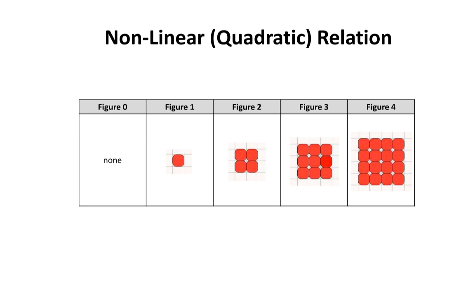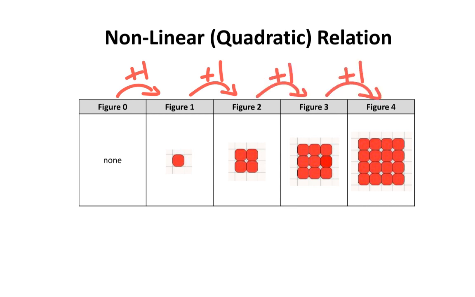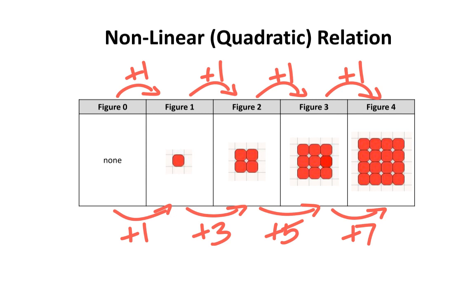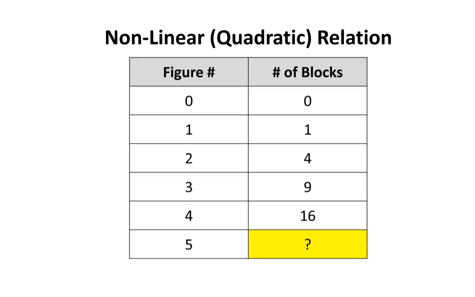Now, a quadratic relation is really just a type of nonlinear relation, which is just a type of pattern. You'll notice that as the figure number increases by 1, the number of blocks increases by a different number each time, which is different than what we saw in a linear relation.